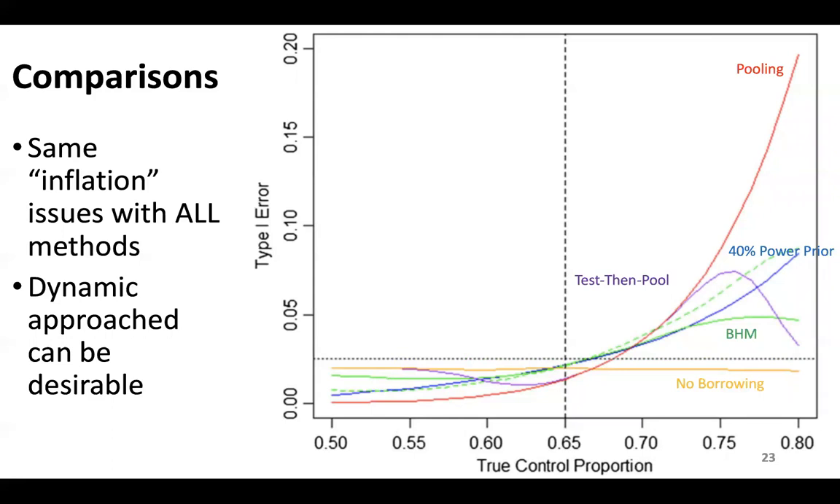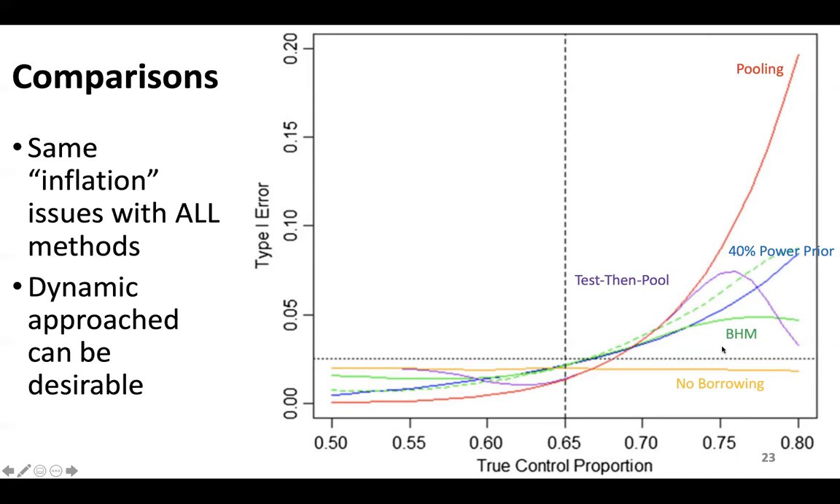So here's now a comparison. This is, again, the type 1 error graph that we've seen before for this example where the historical data is known to have a 65% success rate. This is the type 1 error. Now, we worry about the type 1 error in particular because it gets increased as the control rate in the new trial is bigger than 65.